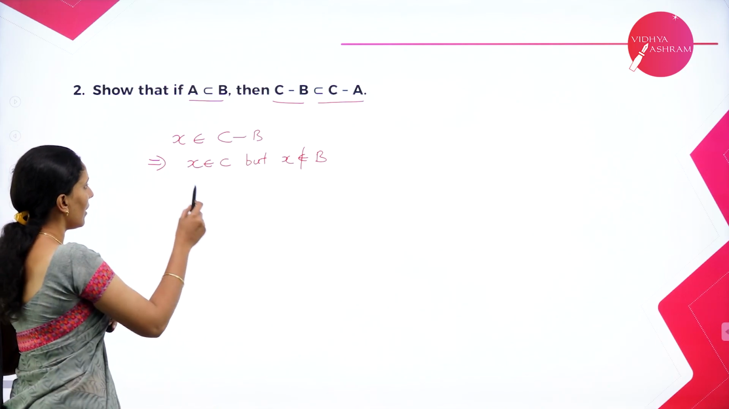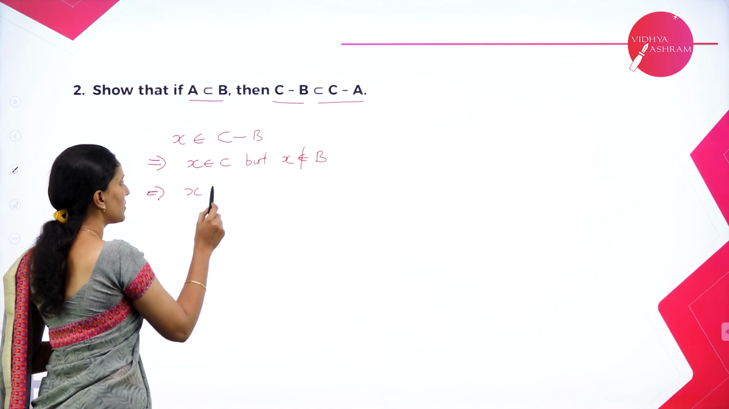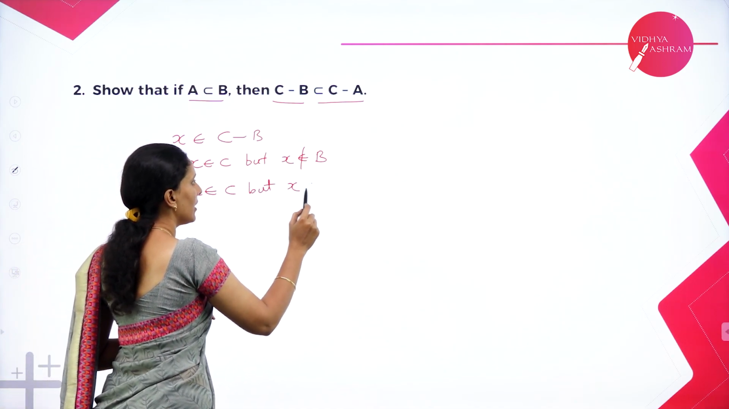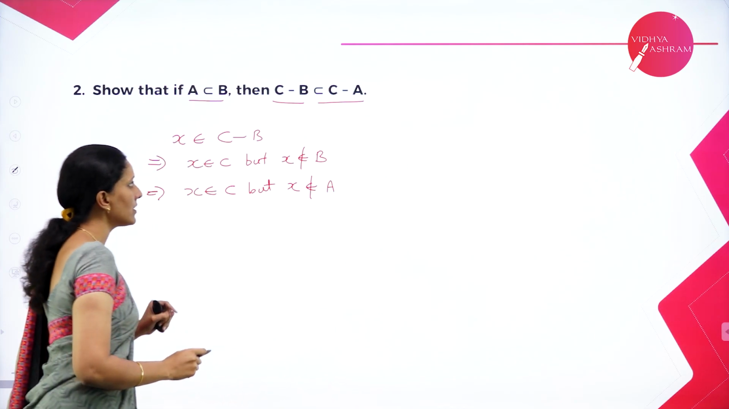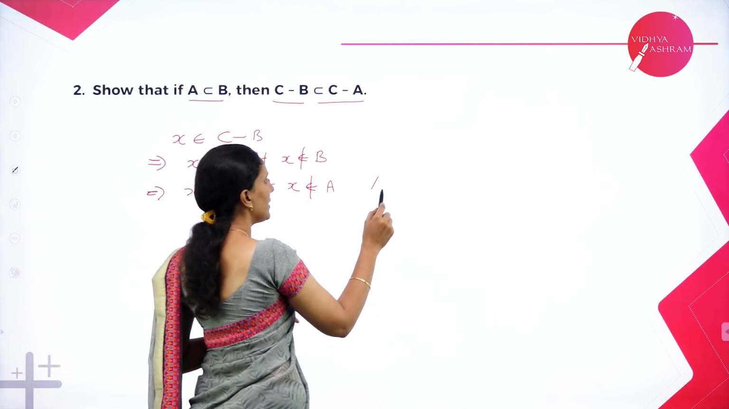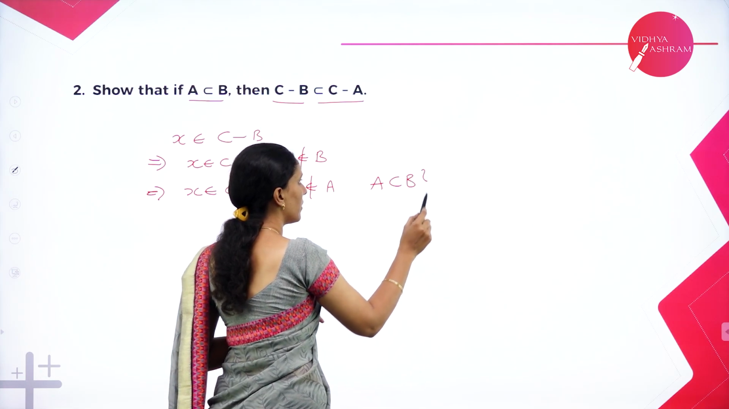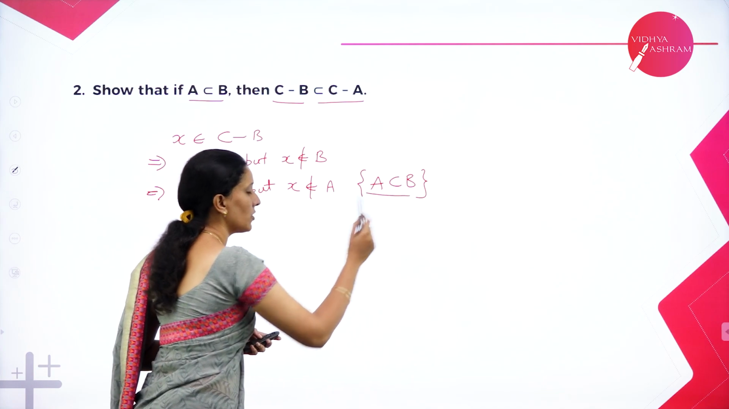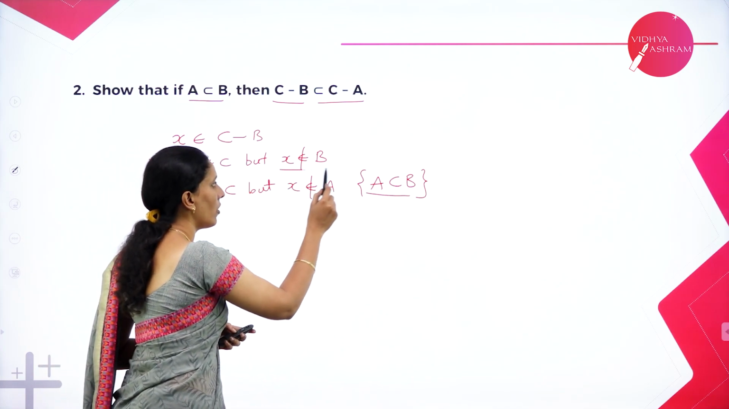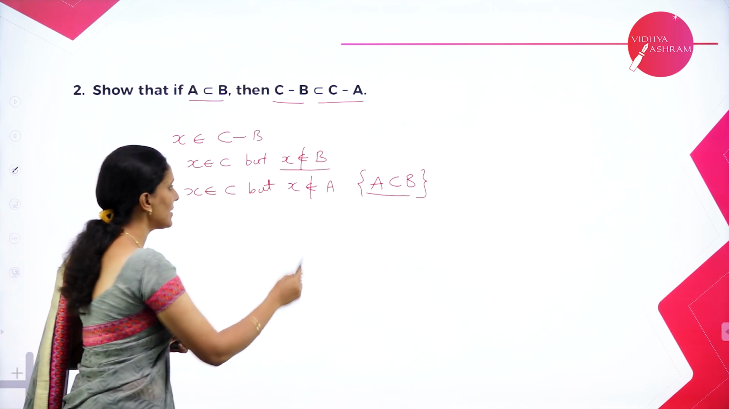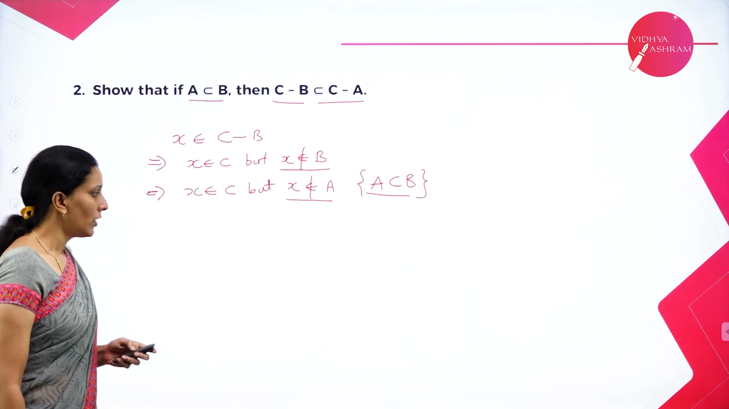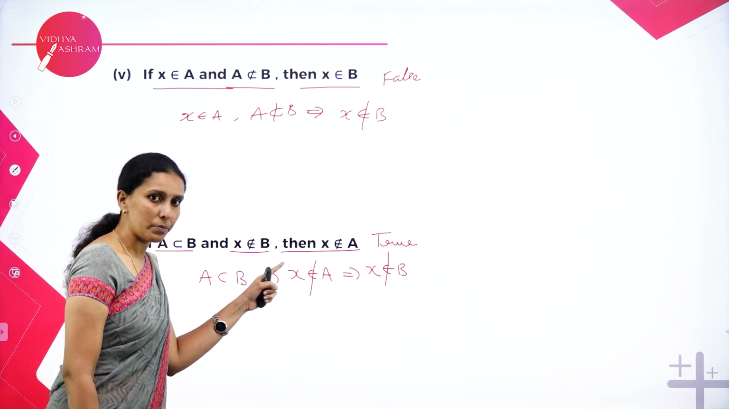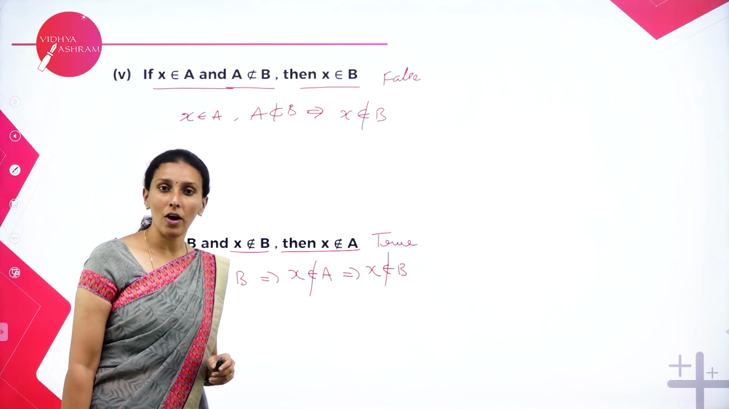Now we can also take this in this form. X belongs to C but X does not belong to A. Why? Because they have given A is a subset of B. Now according to the previous statement, if A is a subset of B and X does not belong to B, it implies X does not belong to A. Look here, we have if A is a subset of B and X does not belong to B, then X does not belong to A also.